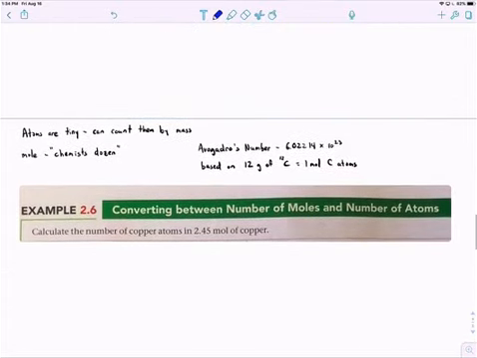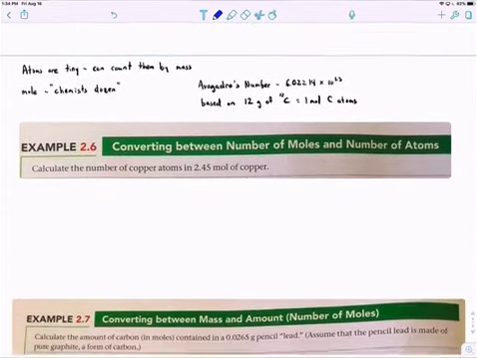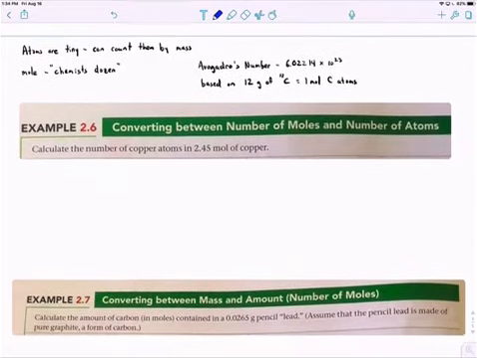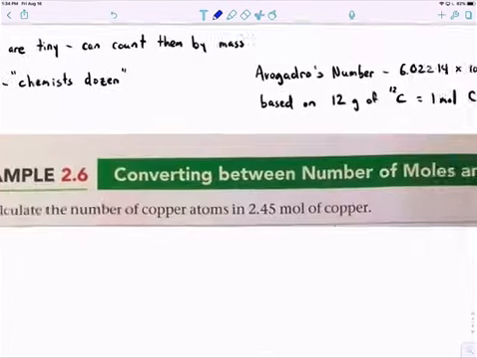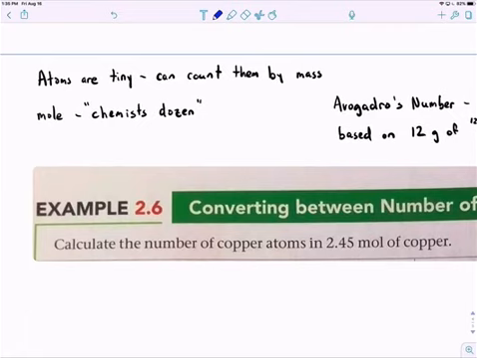The next thing I want to talk about is the mole concept. So one thing about atoms, they are very, very tiny, but you can count them. You can count them by mass.